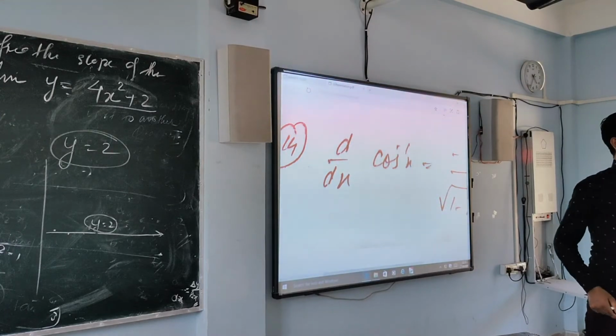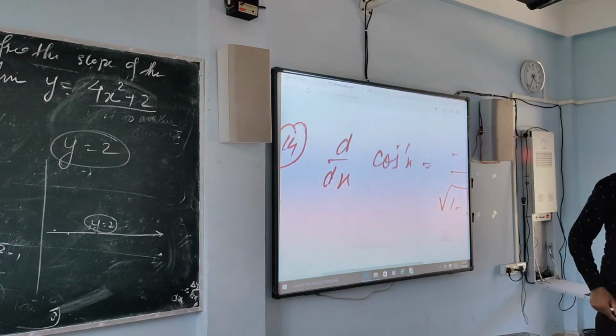What is multiplication? Multiplication does the job of repeated addition. It replaces the repeated addition.